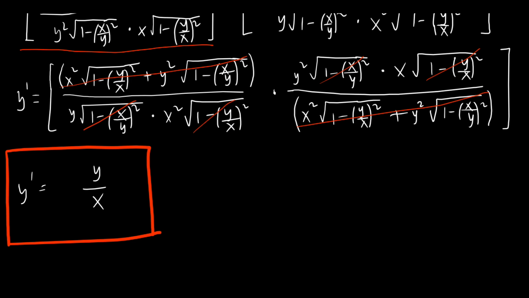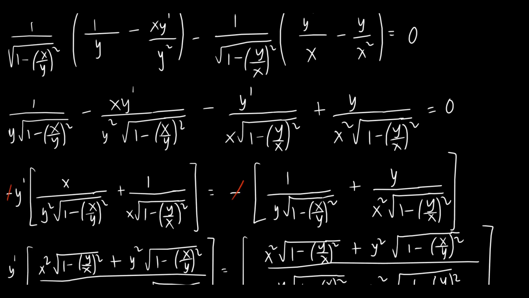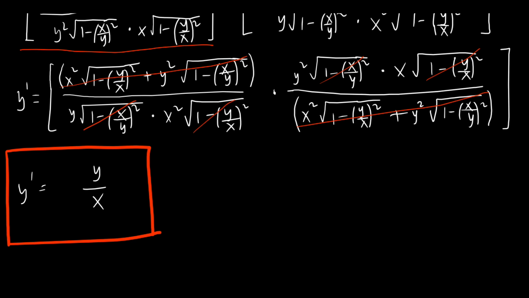So let's check if our answer is correct. It's a long process. So we have y prime is equal to y over x. So our answer here is correct. So let's proceed to another number.